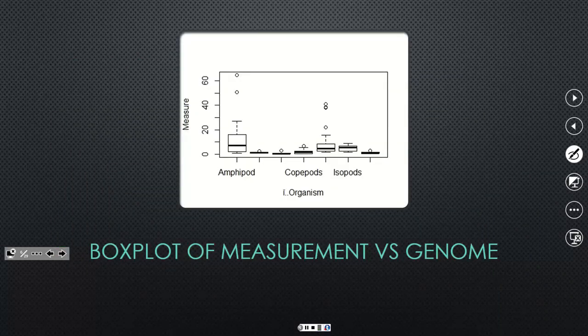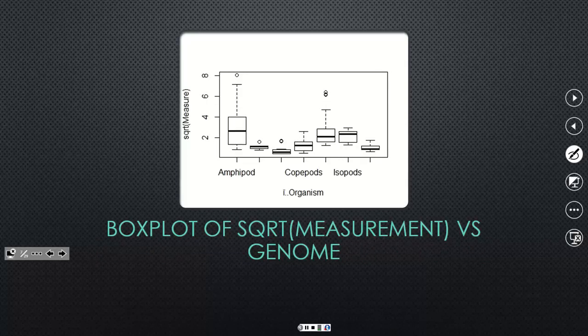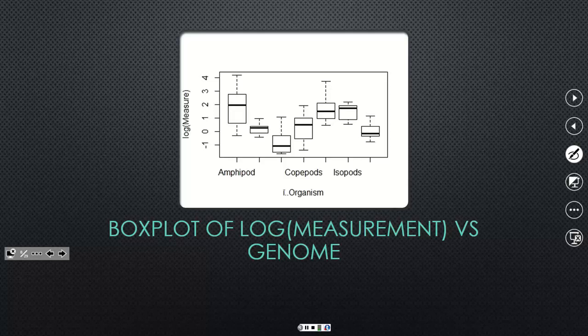And then this is a box plot of the measurement versus the genome, and it's really not clear because of just how centered some of the data is. So then I decided to take the square root of the measurement and plot it, and it was a little bit better, but still kind of congested in some of the plots. So then I looked at the log of the measurements, and a lot of them were a little bit better. The second one to the left, the barnacles, was still kind of congested, but it still cleared up a little bit.